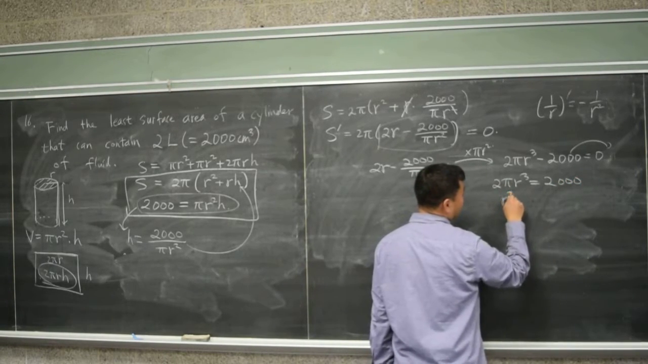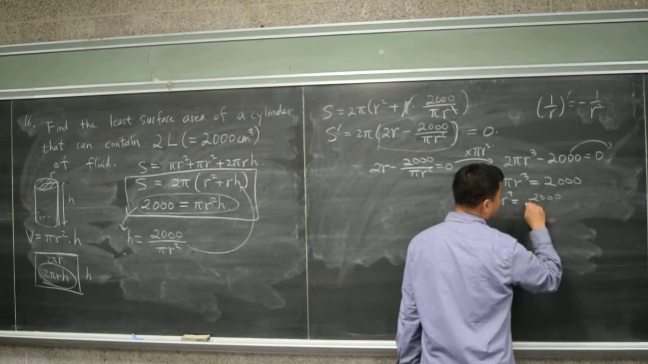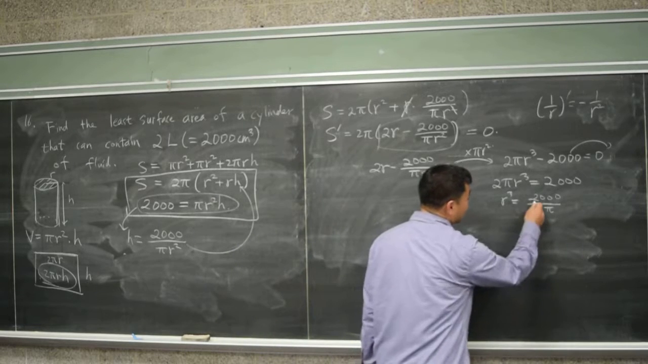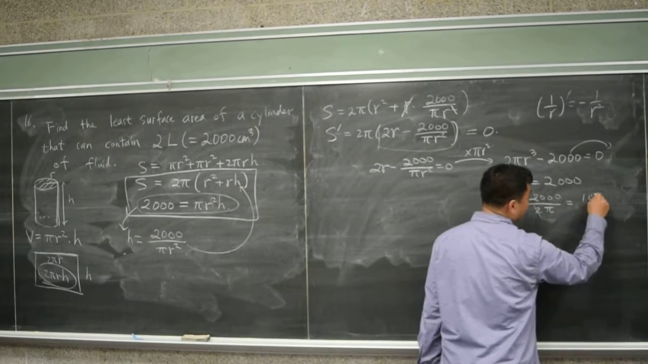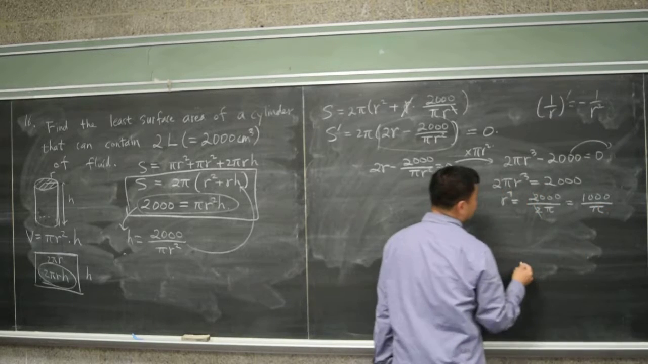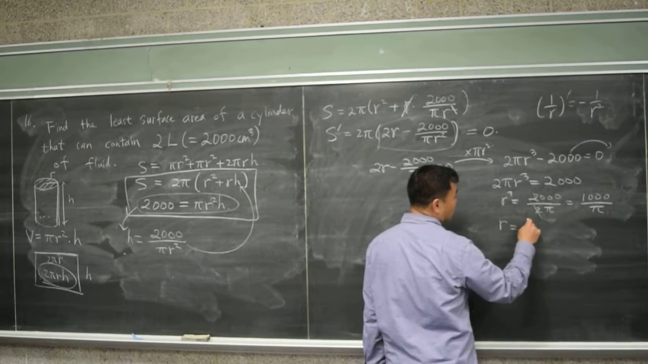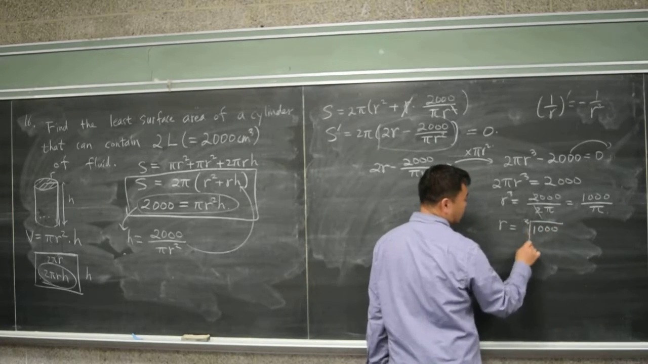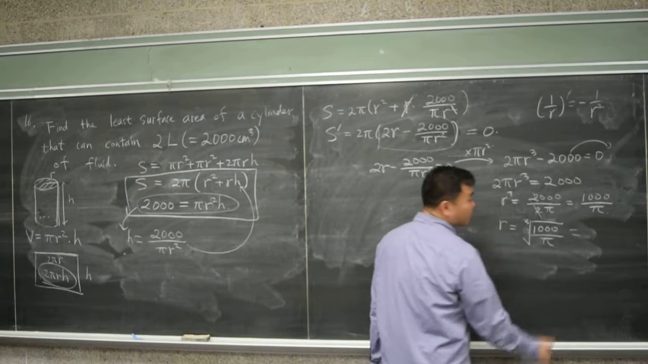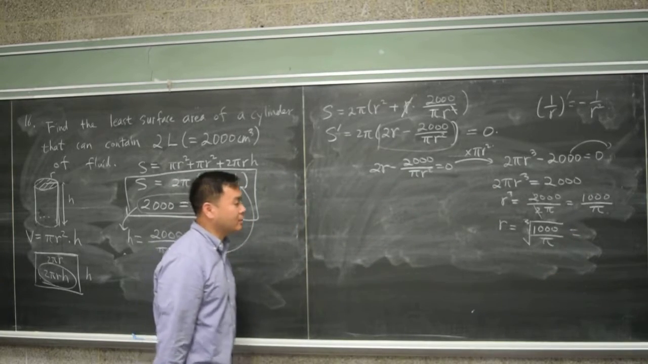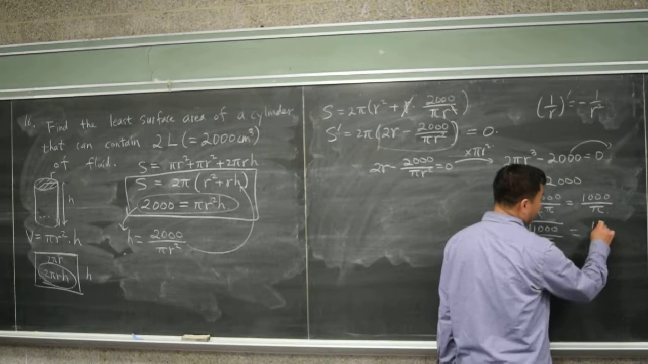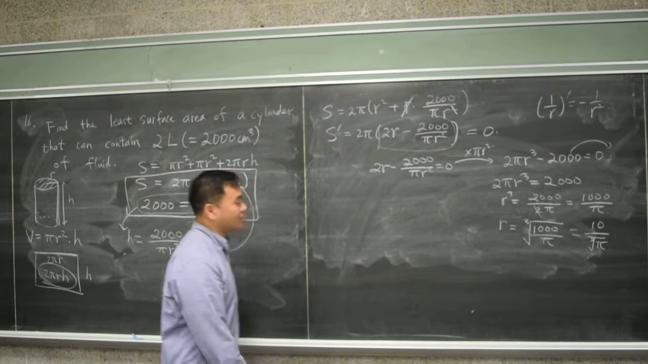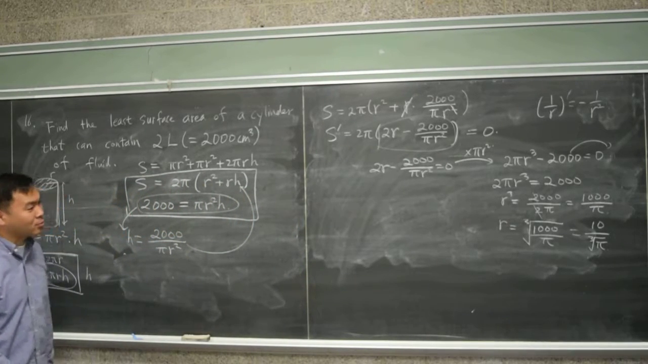Divide by 2 pi, so you get r cubed equals 2,000 over 2 pi. Okay, which we can simplify by canceling the 2, so it's 1,000 over pi. And then taking the cube root, you get the cube root of 1,000 over pi. What's the cube root of 1,000? 10. So you get r equals 10 over cube root of pi. And you can't do anything more to the cube root of pi, unfortunately.